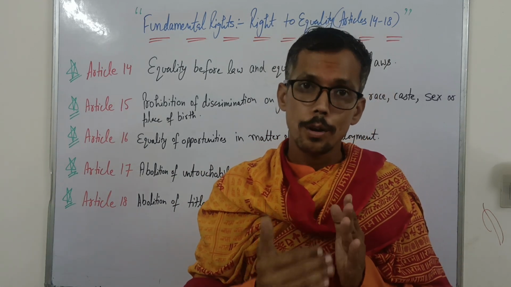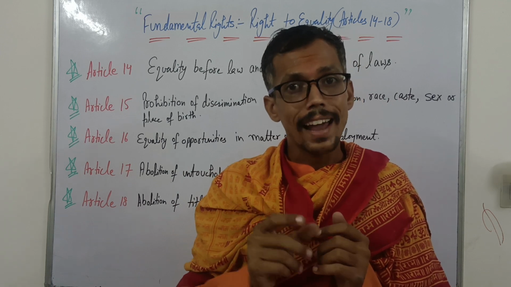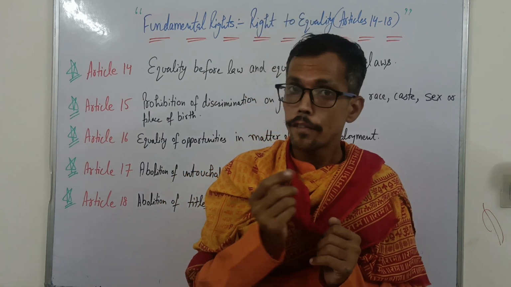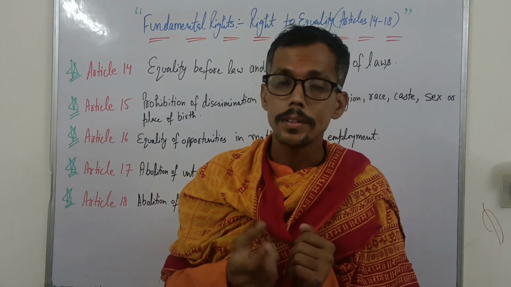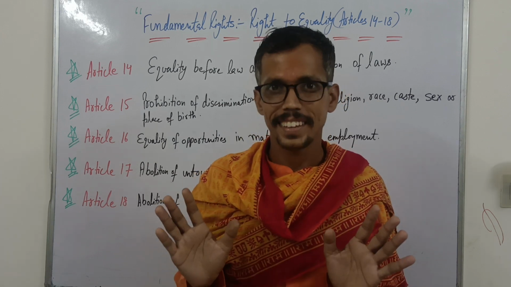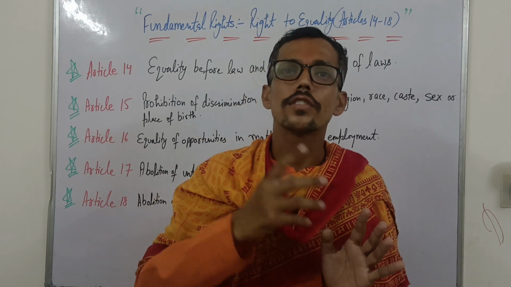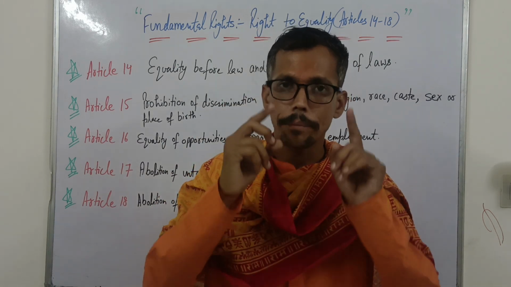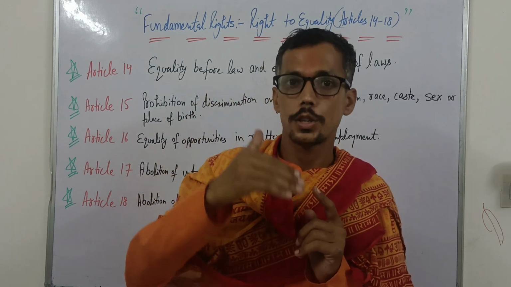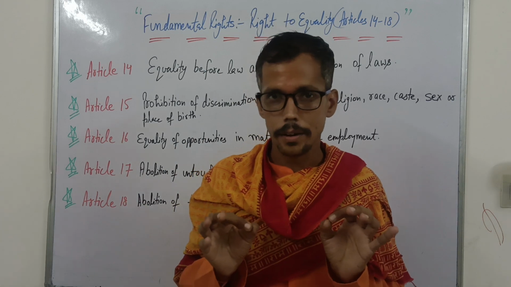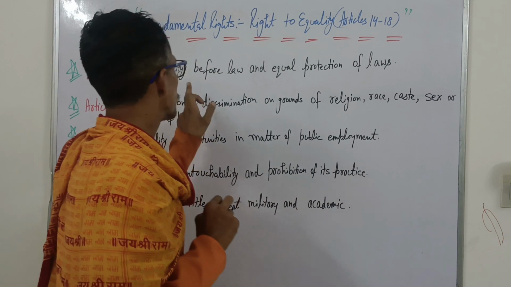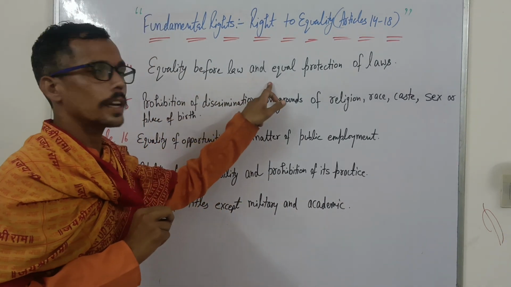Equality before law is one of the elements of the rule of law which was propounded by A.V. Dicey. This is of British origin. It has been borrowed from the British Constitution. Secondly, what I need to learn here is that it is negative in nature. Please understand that right to equality has two elements. What I discussed with you is equality before law and equal protection of laws.